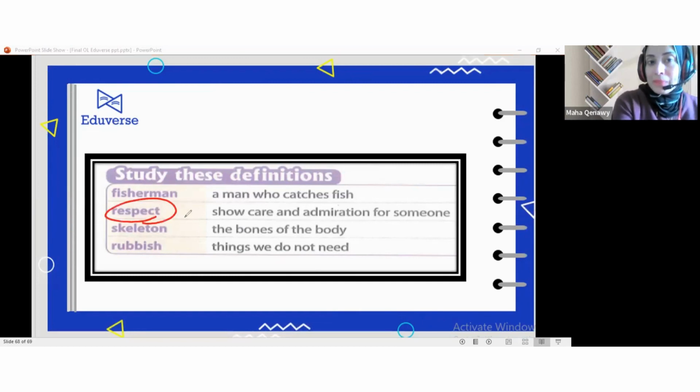Respect. Who do we respect? I show care and admiration for someone. We respect our parents. We respect our teachers. We respect our community. We respect other people. We respect our colleagues in school, in clubs, everywhere. We have to show respect for everyone, even if we have different opinions, even if we disagree with them. We have to respect everybody, my friends.